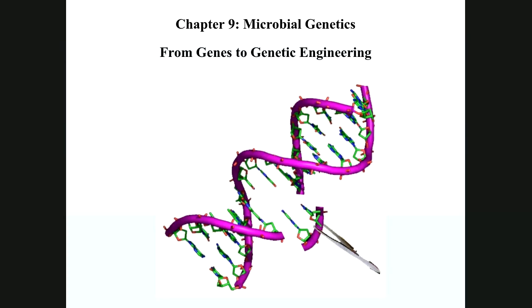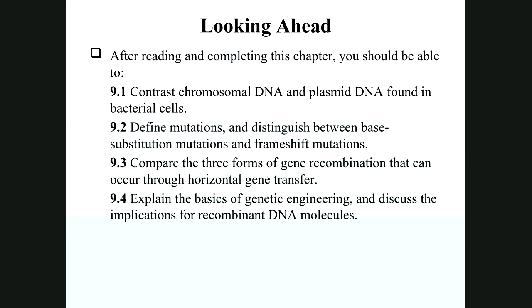Okay, so chapter 9 is microbial genetics, and it focuses on introducing us to DNA again, and genes and how they make proteins, and then genetic engineering, which is when we purposefully mess around with the genetics of microbes, for example. Okay, so we will look at DNA and the chromosomal DNA compared to the plasmid DNA.